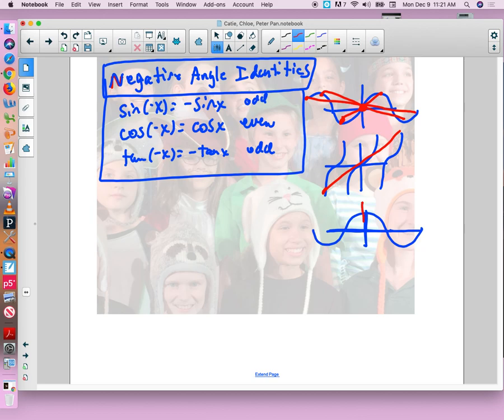Look at your cosine graph. Y'all remember even is symmetric to the y-axis. This doesn't go through the origin. Do y'all see how these points are going over here? It's symmetric to the y-axis. Sine and tangent are odd. Cosine is even. All right, let's look at y.